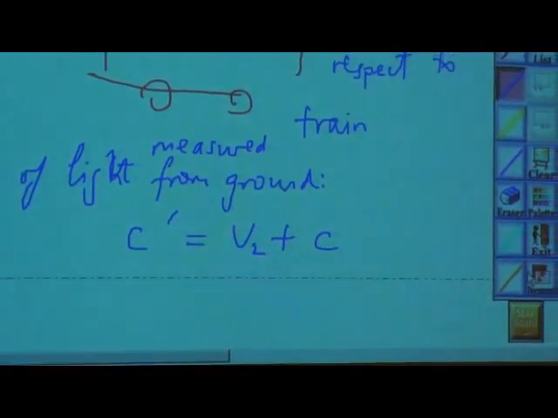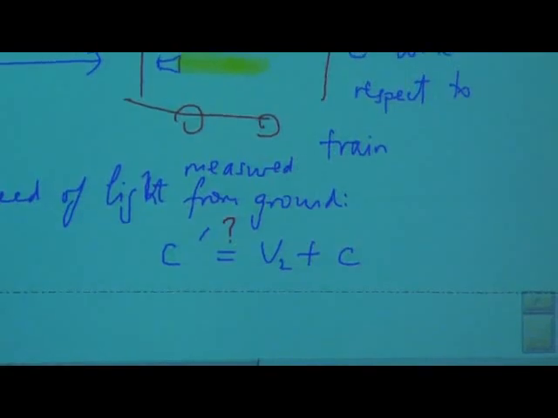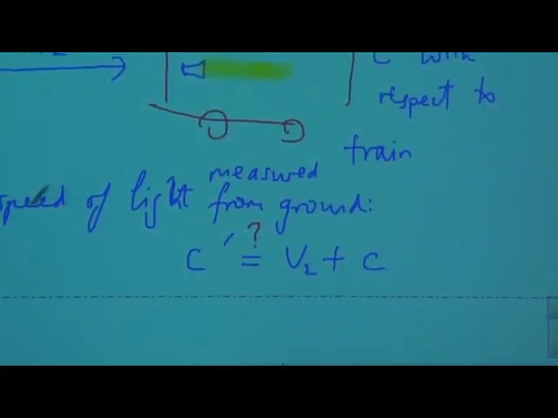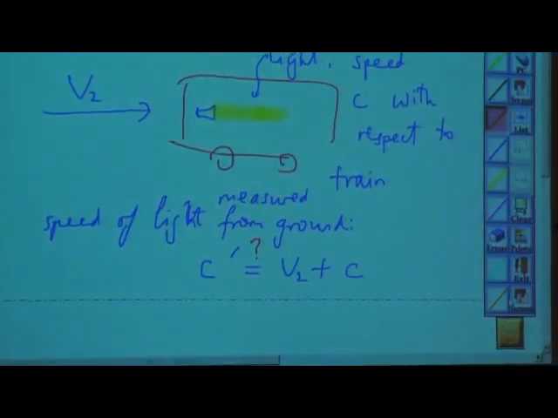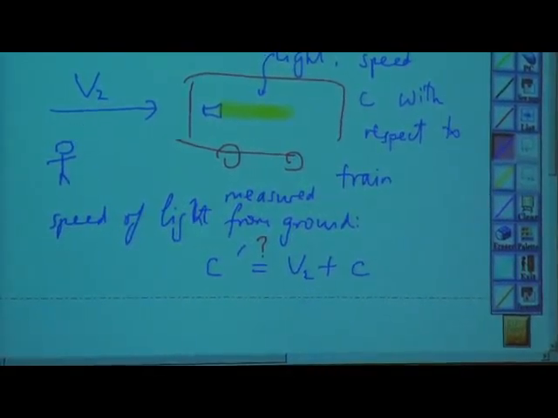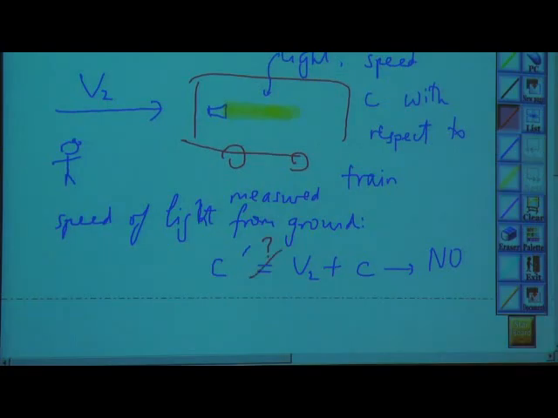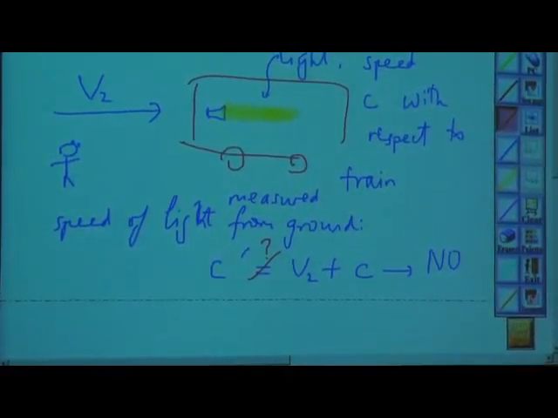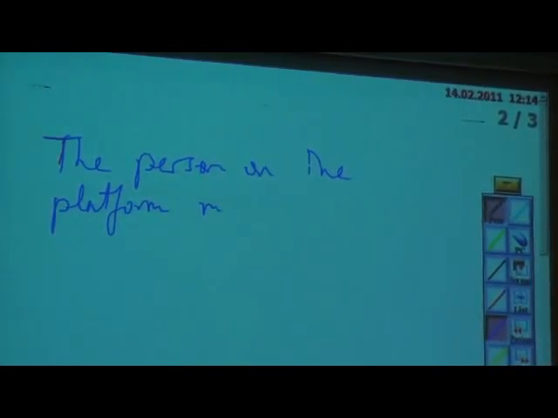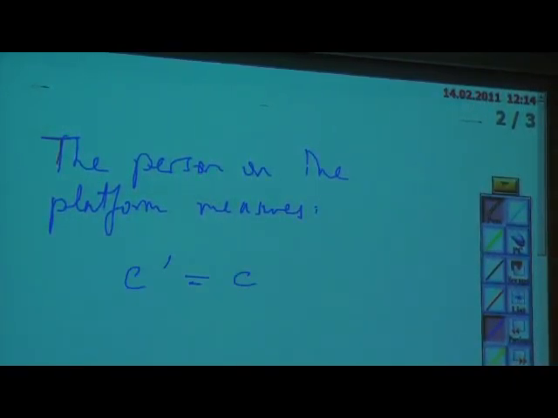And then the next part of the scientific method, I ask, is this true? How do I ask? I make the guy outside here measure, and the answer is no, it is not equal. The person on the platform, instead of measuring C plus V2, measures the same C.